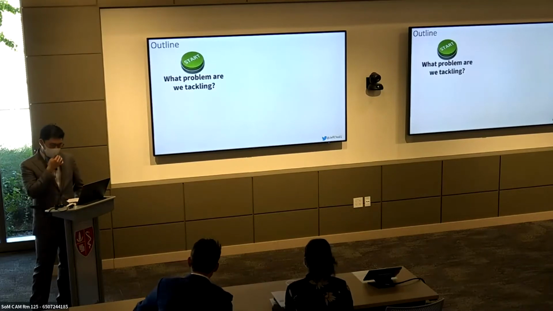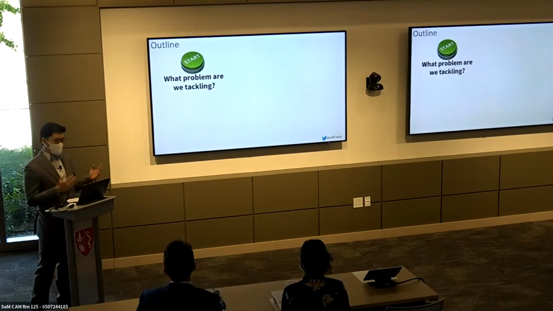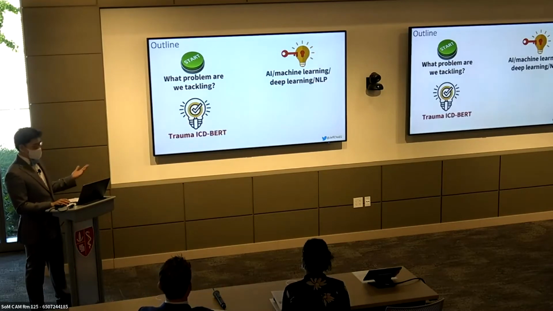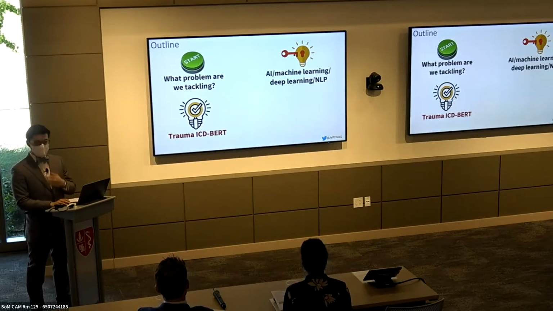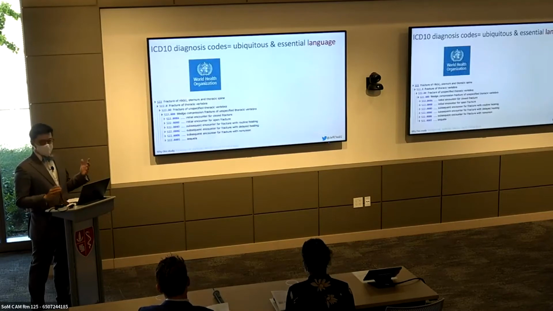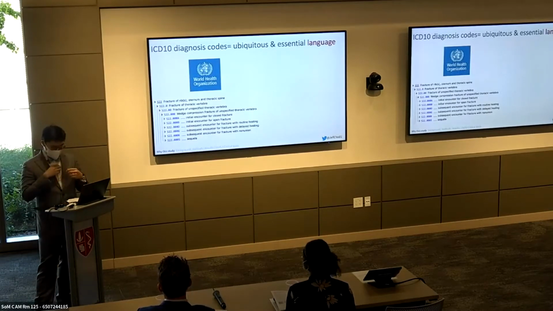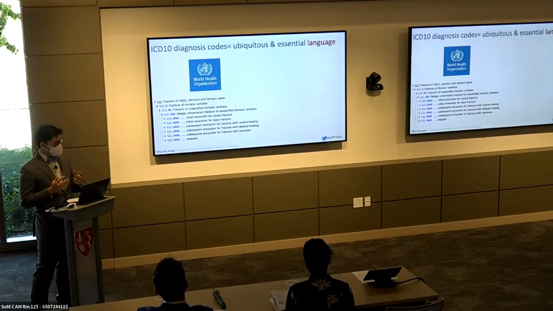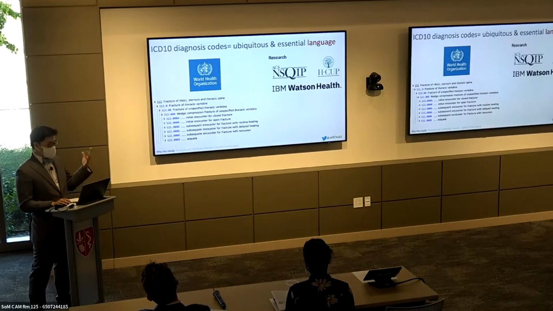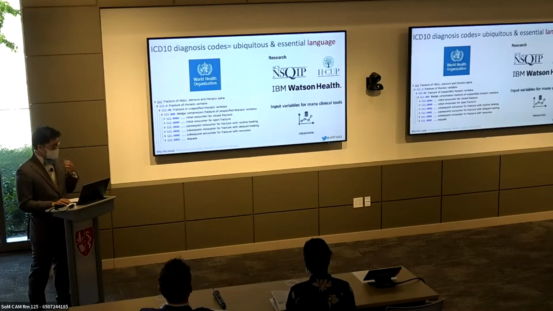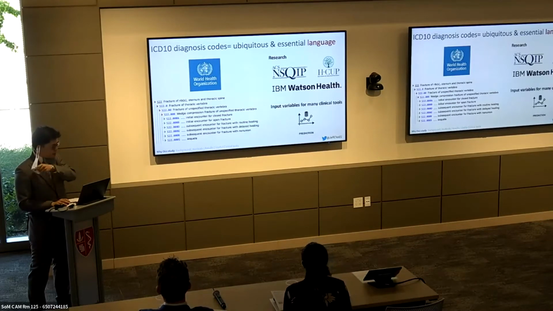All right, so over the next few minutes, I'll start by outlining a problem, review some concepts that are needed to understand our solution to the problem, and end with some thoughts on building useful clinical prediction tools. So let's talk about ICD codes. They are ubiquitous. This language that defines clinical diseases is widely used for billing and for research. And more recently, there's a lot of interest in building clinical prediction tools. And a lot of these tools use ICD codes as input variables.